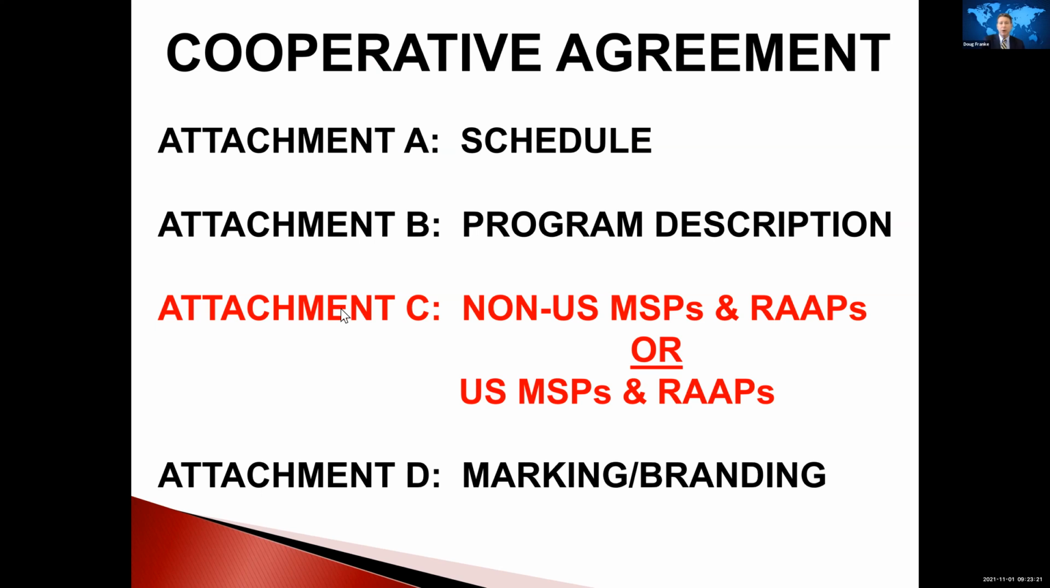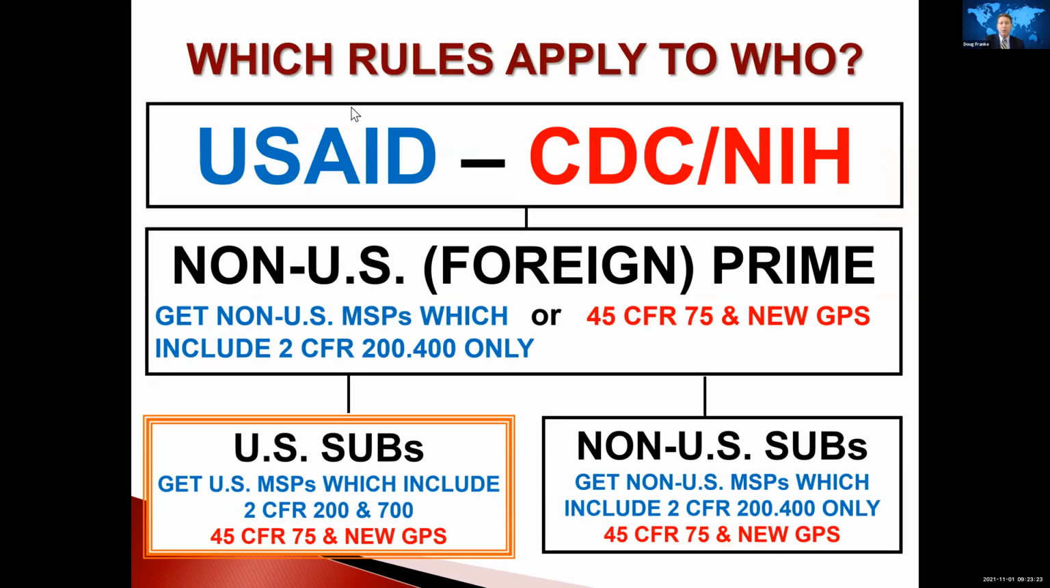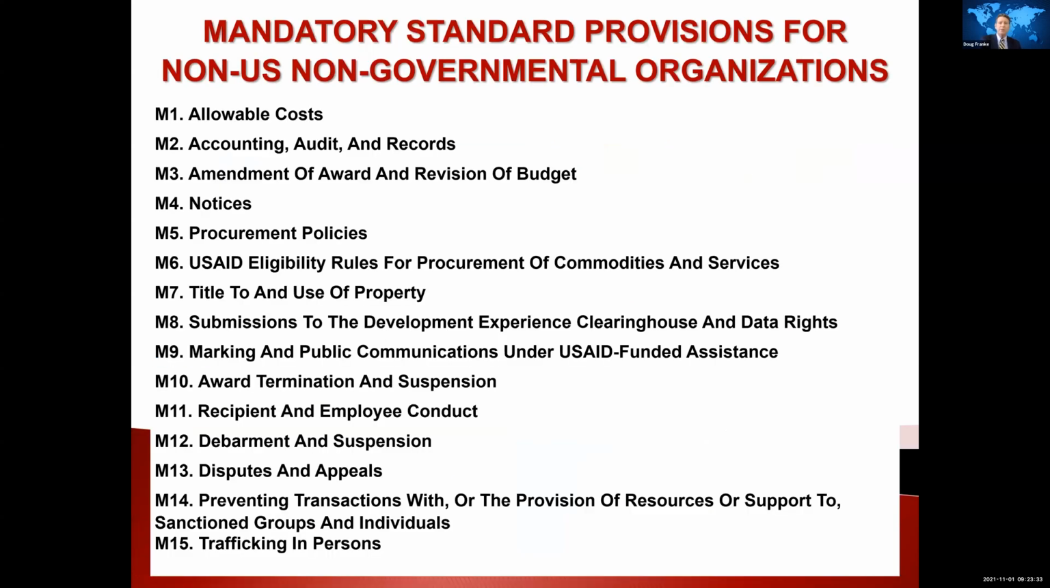I showed you this before, right? We talked about which rules apply. The mandatory standard provisions for non-US organizations get this special document, which you'll apply and we'll test you on. Here's what they are. We certainly don't have time to go through all of them, but many of these are very important. Some of them are less important. As I say, look at M8. You're supposed to submit stuff to the development experience clearinghouse. Is it important? Yeah, it's like a knowledge management portal. I've been there many times trying to find stuff.